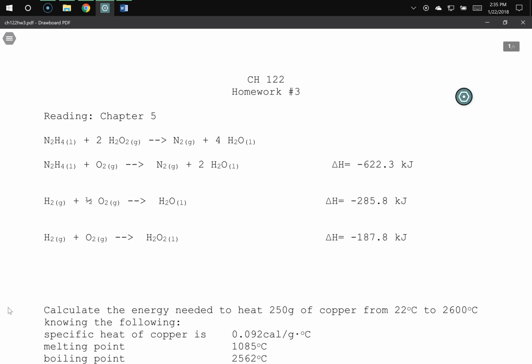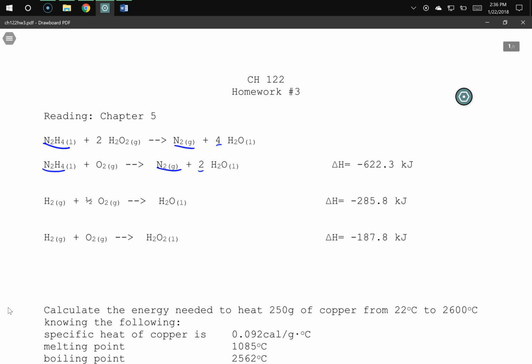Let's see. Well, this one is good because I get that, and I get this and this. And I get 2 of the 4. So that was a really helpful equation there, that burning of the hydrazine. So now what do we want to flip next? Or do we need to flip anything? What do we want to do?